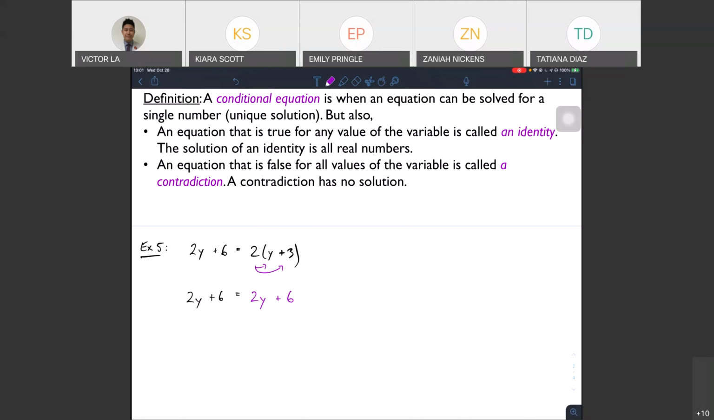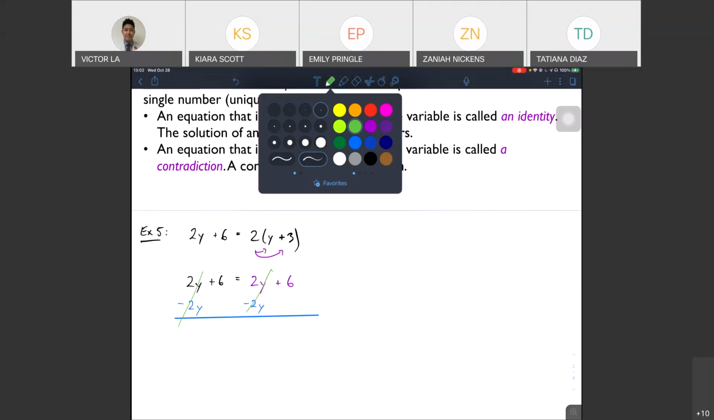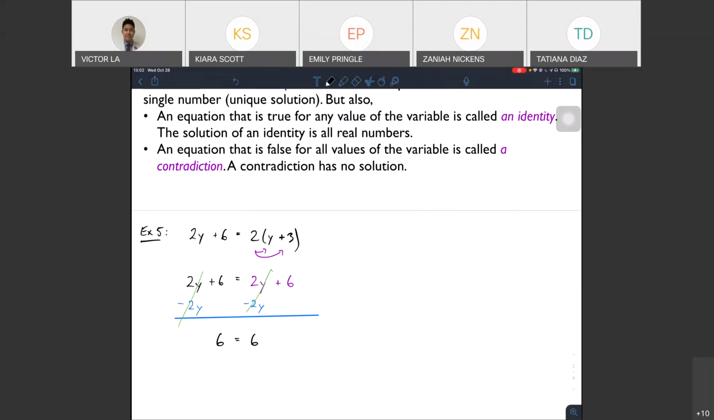So what happens here? Try to get the variables on one side, right? I'm sure as most of you can see right now, when you subtract the 2y on both sides, they cancel. I'm going to do it with a different color. And then you get this bizarre thing saying 6 is equal to 6. Now the question here is, when you see something like this, you ask yourself, is this statement true or false?